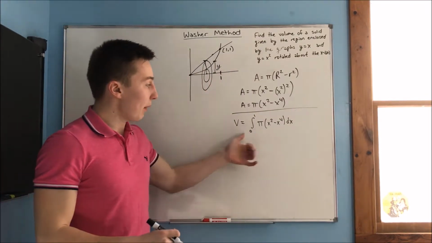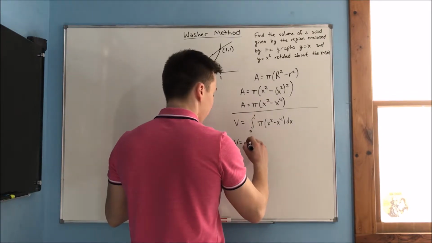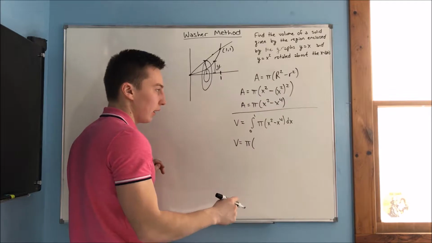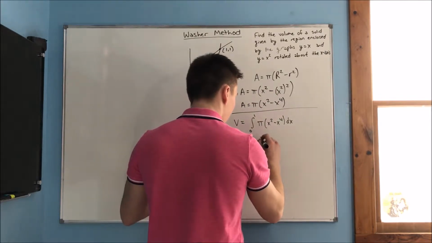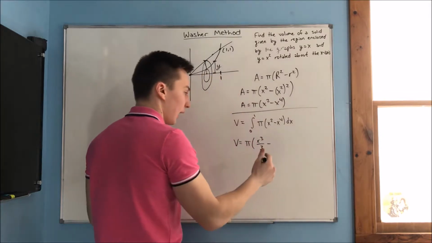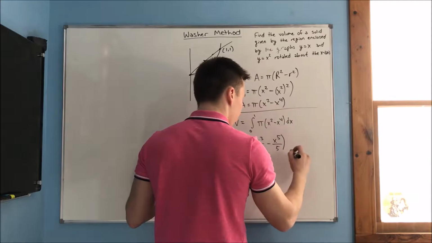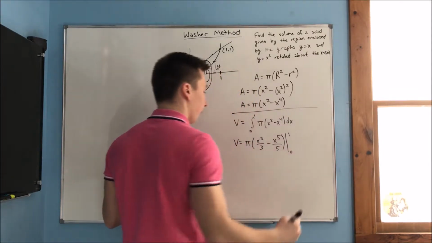We're going to pull that pi out, and then we can integrate. So we get volume equals pi. Then we can integrate that inside there. We get x cubed over 3 minus x to the fifth over 5. And we're evaluating that from 0 to 1.